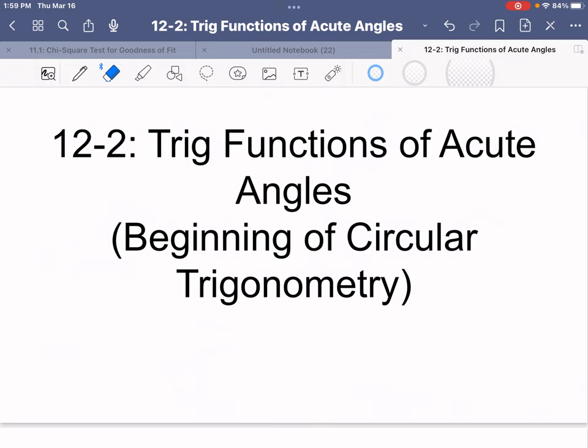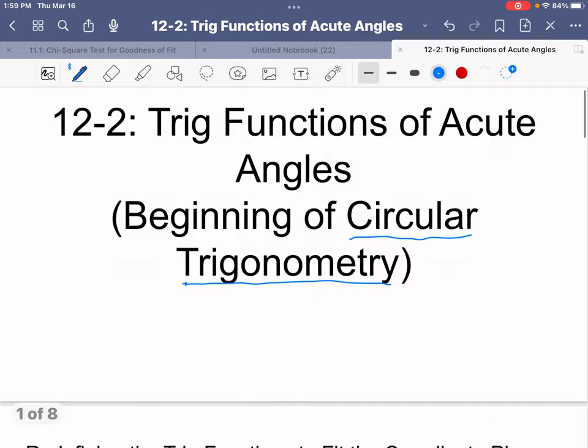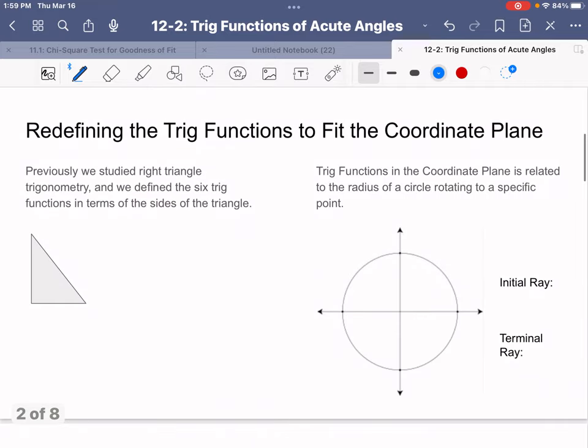Today, we're starting to talk about circular trigonometry. In other words, no longer are we talking about an angle inside of a triangle and how we do things with sine, cosine, and tangent functions, but now we're going to start developing circular angles and how we evaluate the 6 trig functions for angles around a circle. Well, the transition's not that bad, but this is an important slide here.